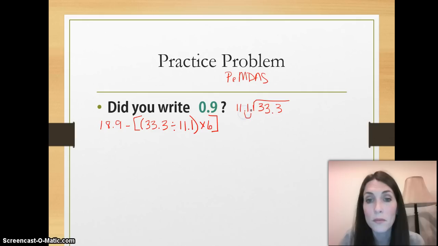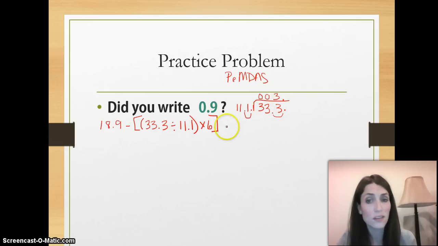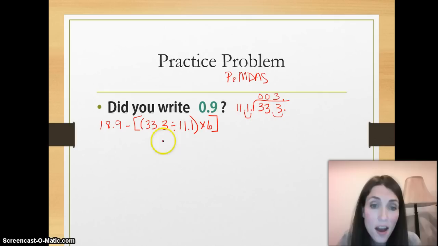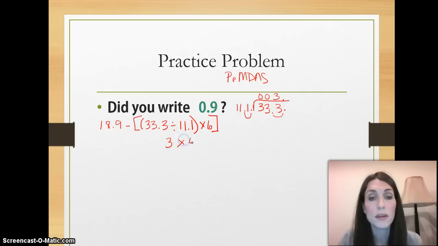I know I'm going to move that decimal point over one place here and one place here. 111 will go into 3 0 times. It'll go into 33 0 times. 111 will go into 333 3 times. I didn't go ahead and work all that out, but you could on your paper. That's great if you do. Right here, so I know my answer inside those parentheses is going to be 3. Now I have to make sure that I do all of the work inside these brackets.